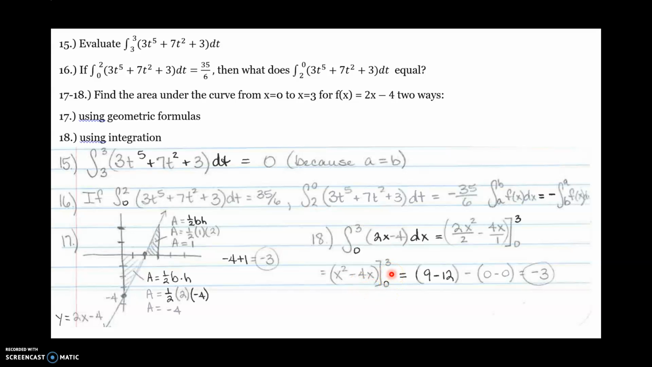So let's go ahead and plug in b. So that would be 3 squared minus 4 times 3, so 9 minus 12. Minus, then we'll plug in our a value. So if we plug in 0, we're going to get 0 minus 0. So that is going to give us negative 3. So you can see it doesn't matter if we work it out using geometric formulas or integration, we're going to get the same answer either way.